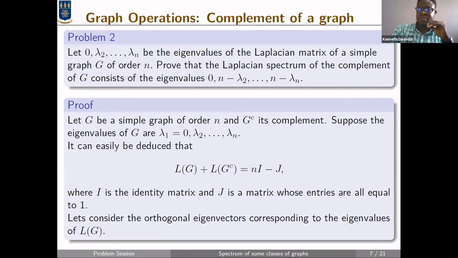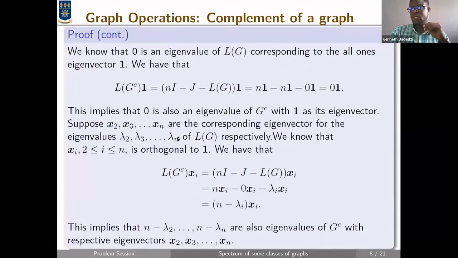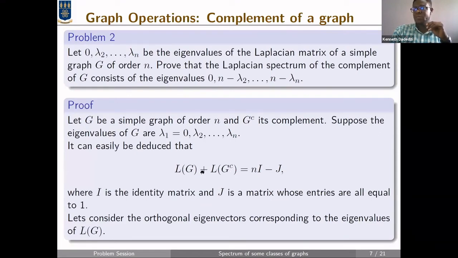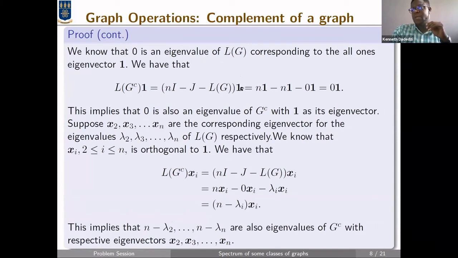And the more interesting aspect is that the all ones vector is always an eigenvector corresponding to the eigenvalue 0 here. So we will take advantage of that. We know that for eigenvalue 0, the all ones vector is an eigenvector. So let's see whether it's also an eigenvector of the complement. From this, we can write L of G to be equal to nI minus the all ones matrix, and take this to the other side. So that's what we have here.